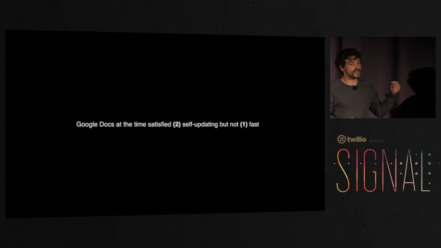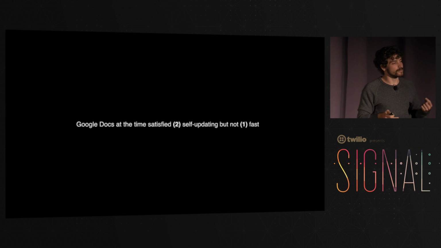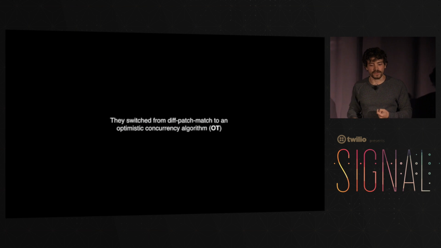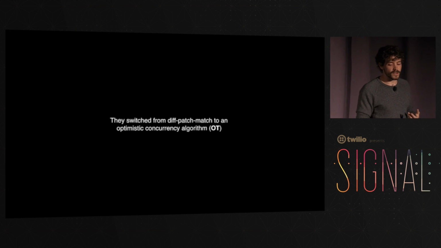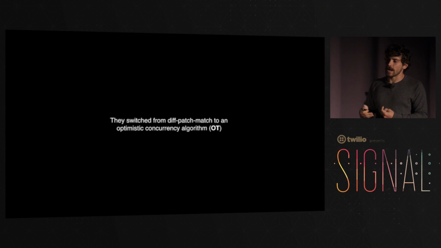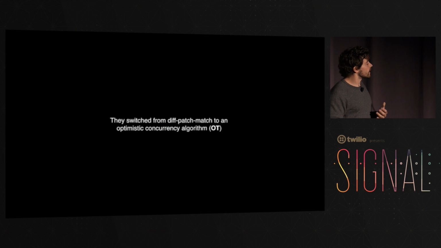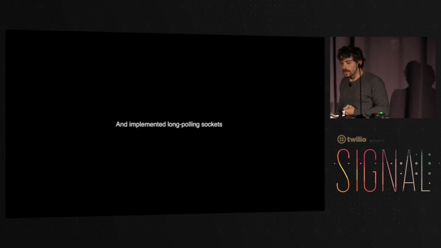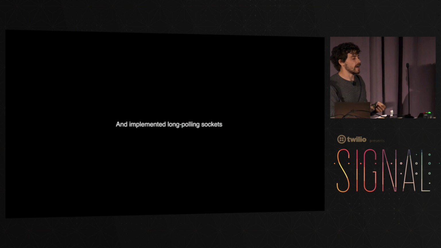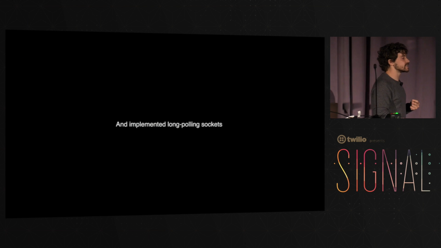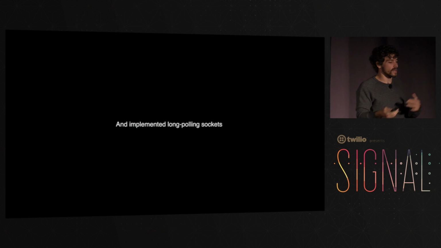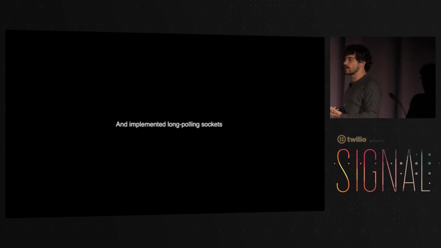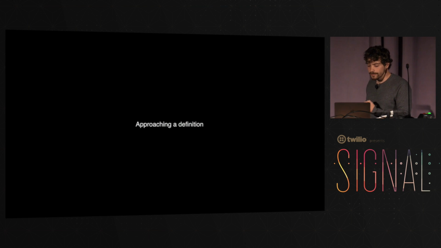So Google Docs violated basically two principles, in the sense that it was self-updating, but it was not fast enough. And they had to revamp and reconsider their architecture by re-implementing their synchronization mechanism and their concurrency algorithm. They also, in terms of minimizing the latency, implemented long polling when it used to be polling. So today we can think of the equivalent as WebSockets.